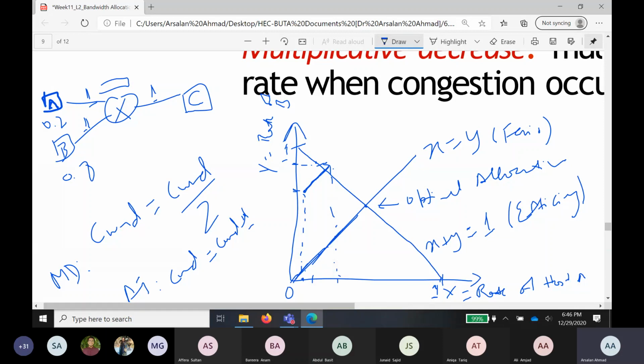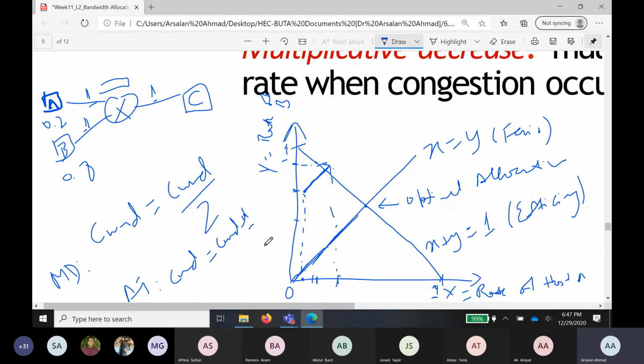So if both rates are divided into half, then the resulting allocation would be something like that. This is the rate of X over here. So this rate will be divided into half. So X will move towards something like that, and this is the rate of Y when the congestion happens, and Y's rate will be this. Okay, that is why the MD part brings you to fairness.